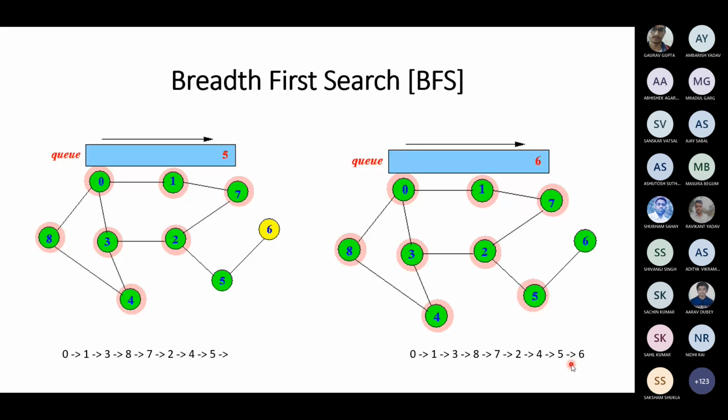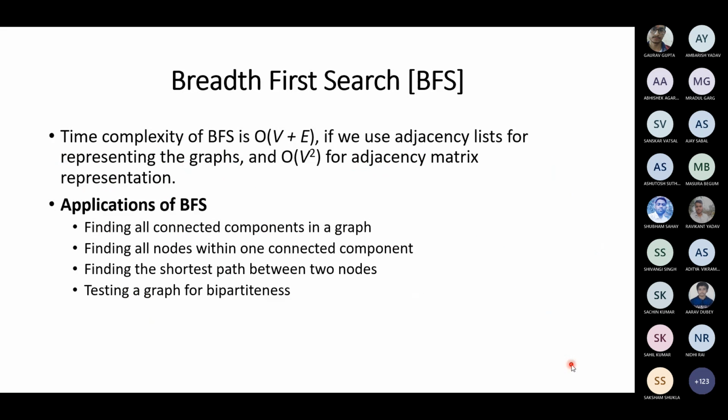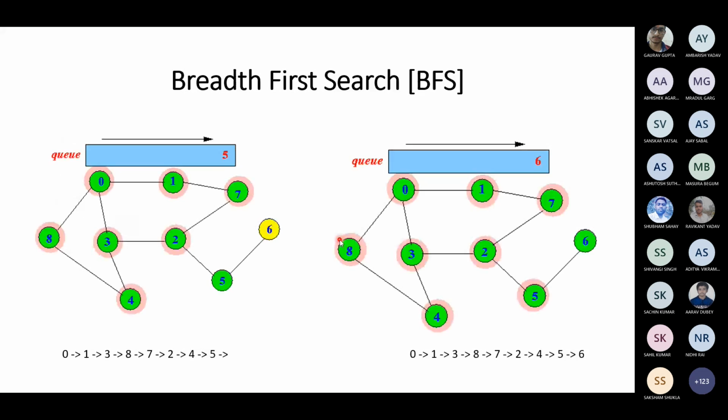The complexity is the same here also. In breadth first search also, you will visit all the vertices and all the edges. If you are representing in adjacency list it is V plus E, and if you are representing in matrix, it will be V square. These are the applications of breadth first search: finding connected components in a graph, or all the nodes within one connected component, shortest path between two nodes, and testing whether a graph is bipartite or not. All these applications are applicable for breadth first search. Is this clear? How we are traversing a graph?